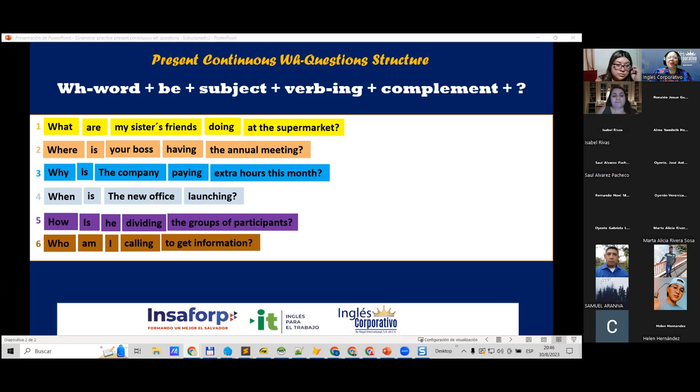Mire, acá seguimos el orden con WH word plus the be plus the subject plus the verb ing plus the complement plus the question mark if you're writing it. Okay? Got it? Everybody agrees?